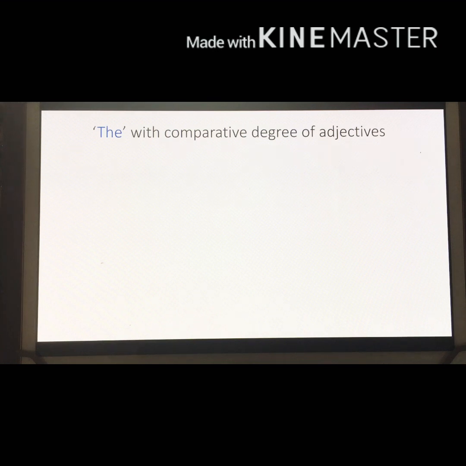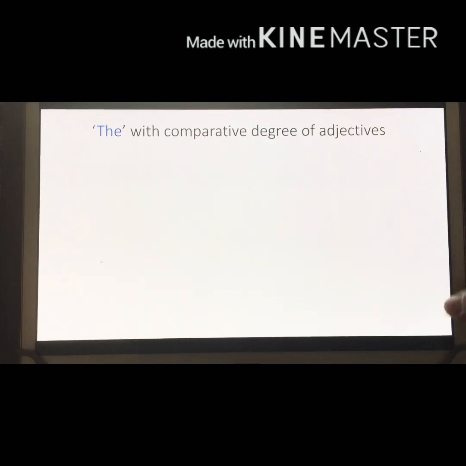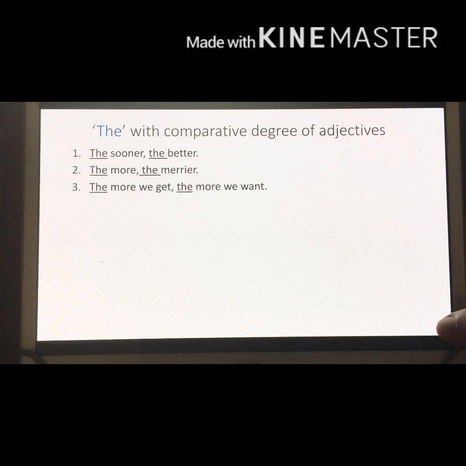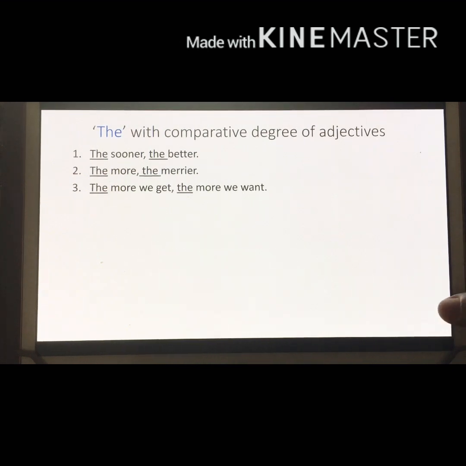We use "the" with the comparative degree of adjectives. See here. The sooner, the better. The more, the merrier. The more we get, the more we want.